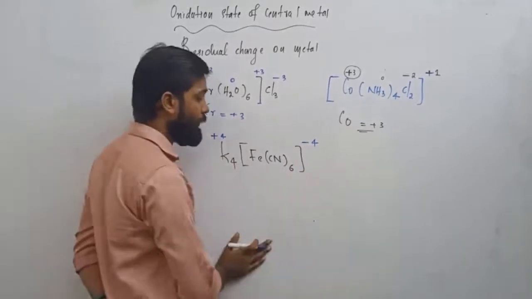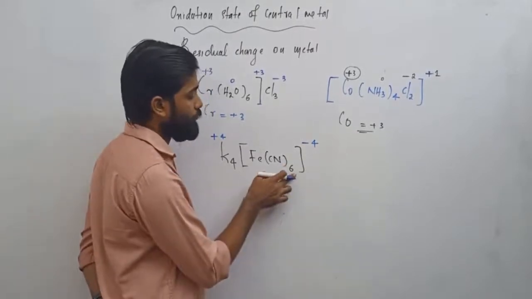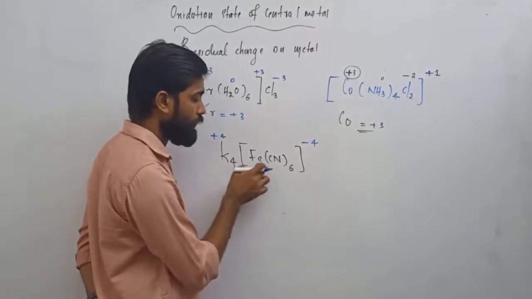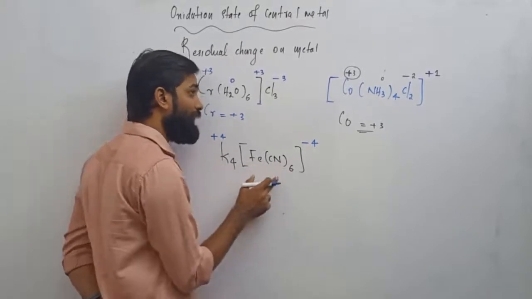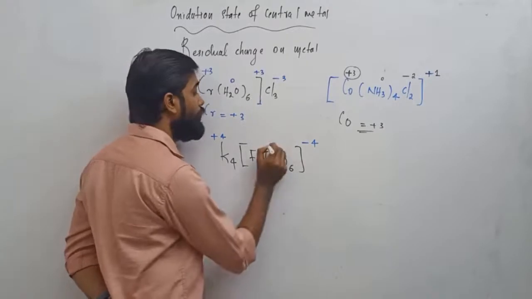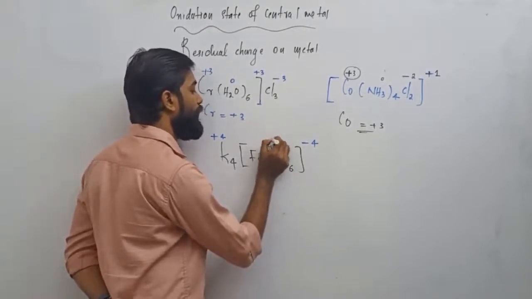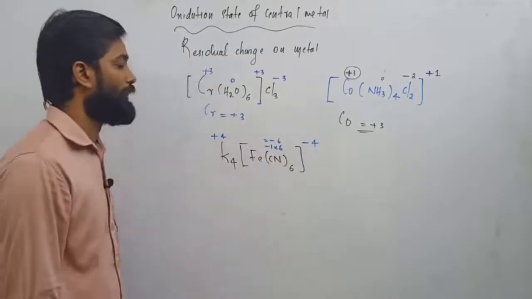If your entity is able to offer -4, then that -4 is the sum of the oxidation state of this central atom and the ligands. Here the ligand is CN. CN is not neutral. CN is CN minus, a negatively charged ligand. So the six cyanides offer a charge of -6.